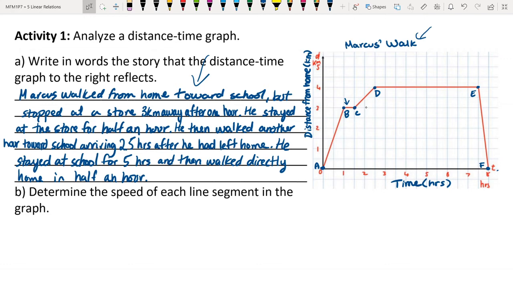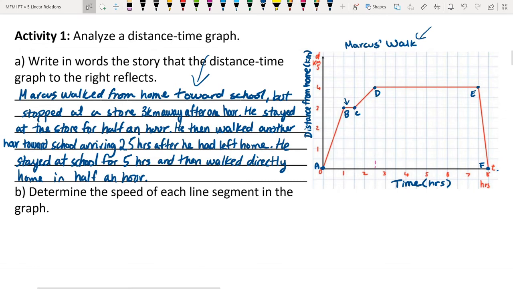Overall, it's been 2.5 hours since he left home, and you can see that here. But this line segment, when I'm calculating the speed of it momentarily, is going to be calculated as 1 hour of time passing, because we want to know his speed when he walked from the store to the school. So 1 hour passed, 1 hour walk, but 2.5 hours overall.